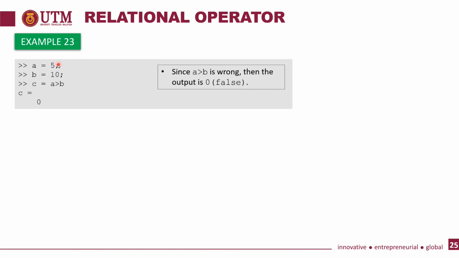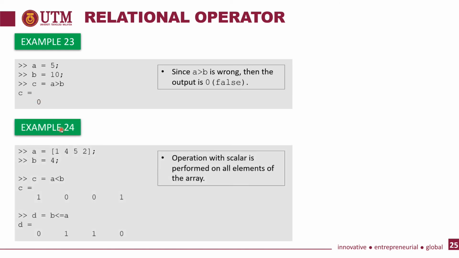This is example 23. We initialize the value of A equal to 5 and B equal to 10, and then C is the relational operation A is greater than B. Is A greater than B? Is 5 greater than 10? No, 5 is actually less than 10. Since A greater than B is wrong, the output is 0. It is a false statement, so the output will become false, which is 0.